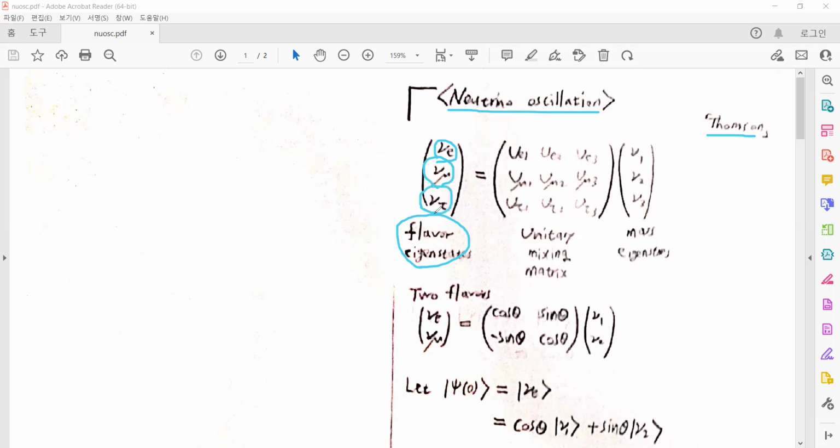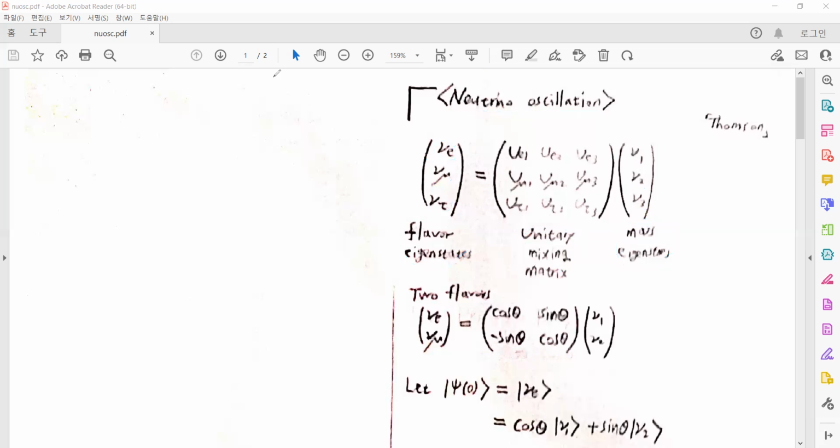Such flavor eigenstates come from the weak interaction, in production or detection, and they can be converted into the mass eigenstates, nu1, nu2, and nu3. Between them, there is a unitary mixing matrix. For a simple case, we will discuss a two-flavor system, and the unitary mixing matrix is given by the rotation matrix with the angle theta.